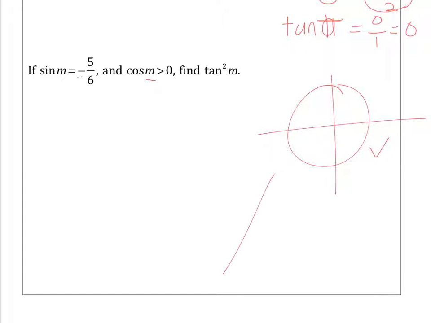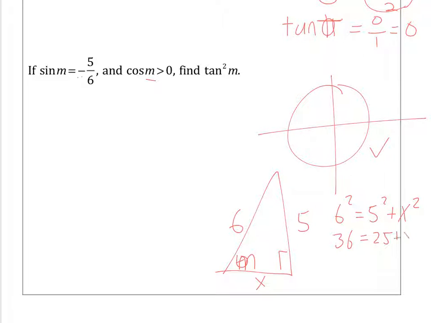Next, let's make a triangle where the opposite of my angle, sorry, that's going to be angle m, is going to be 5, and my hypotenuse is going to be 6. To find my third side, we're going to do 6 squared is equal to 5 squared plus x squared. So 36 is equal to 25 plus x squared. That means that 11 is x squared, and the square root of 11 is going to be the length of that side.